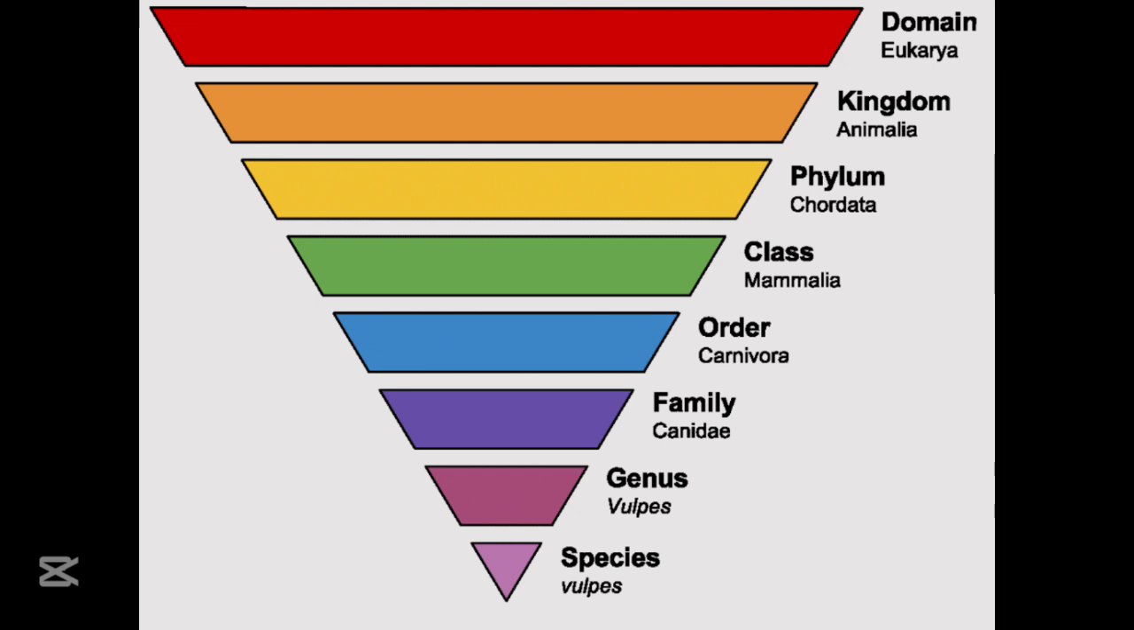Exactly. And the science of classifying organisms into these groups, that's called taxonomy. Taxonomists use a hierarchical system to organize organisms into increasingly inclusive groups, starting with species and moving up through genus, family, order, class, phylum, kingdom, and domain. It's like a giant filing system for all life on Earth. It is. But how do taxonomists decide which characteristics to use for classification? It seems like there are endless possibilities.